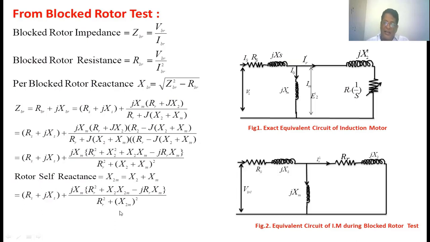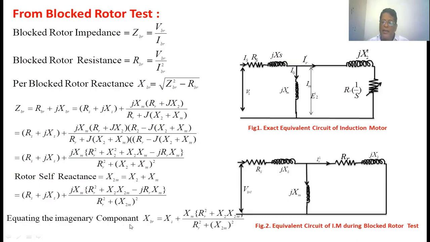This is the right hand side. The left hand side of the equation is RBR plus jXBR. Now we equate both the real and imaginary terms on both sides of the equation. Equating the imaginary terms, XBR equals Xs plus the following. This part contains jXm. When jXm is multiplied with a real term in the bracket, it gives an imaginary term. When jXm is multiplied with a j term in the bracket, it gives a real term.